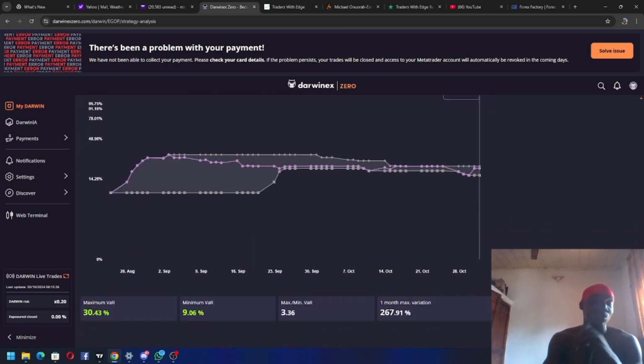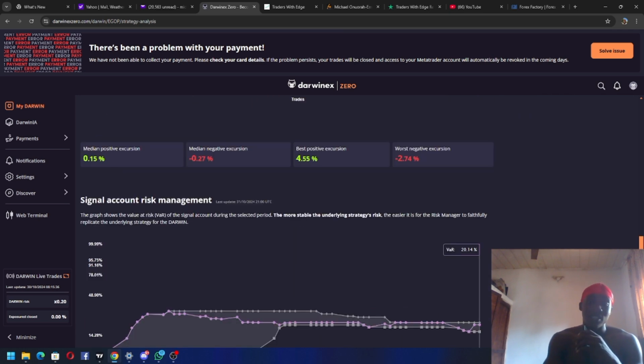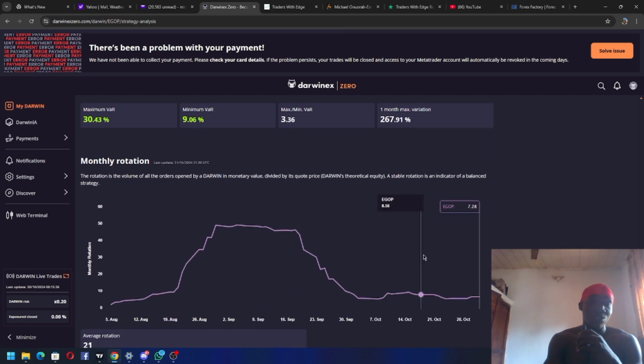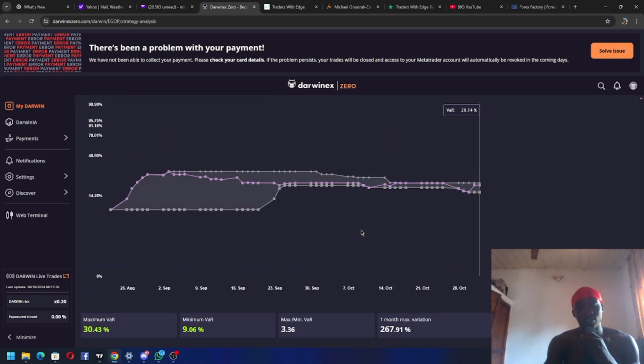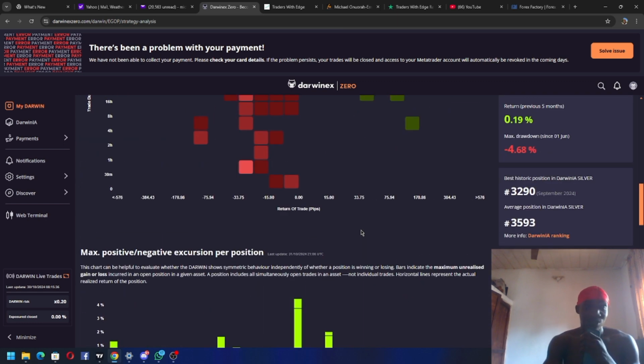But I just want to stick with risking 1% of my trade opportunity in my Darwinex, right? And you can see another analysis, monthly rotation. They said the rotation is the volume of all orders opened by the Darwin in monetary value divided by its quote price, the Darwin's theoretical equity. A stable rotation is an indicator of a balanced strategy. You can see my rotation is quite balanced, and now I have 7.28 here, so it's quite balanced. So this is just the analysis of how I've been trading.